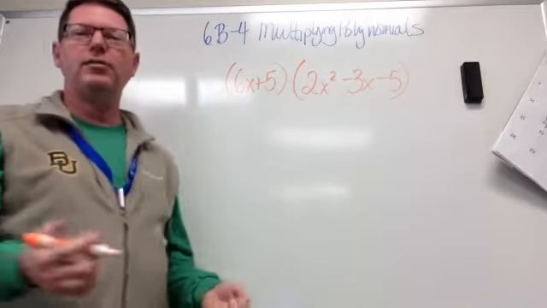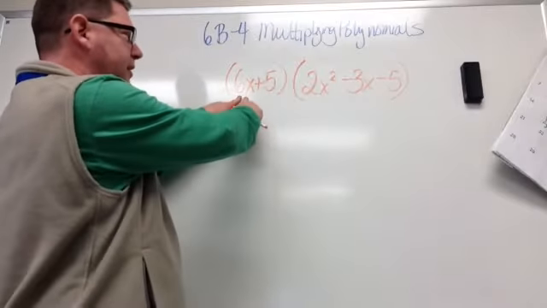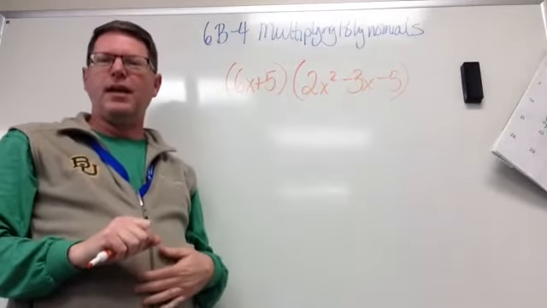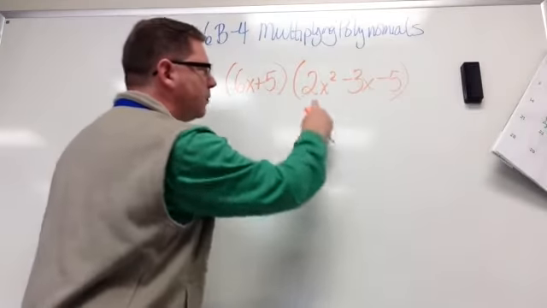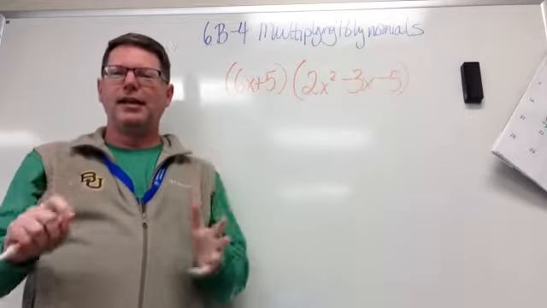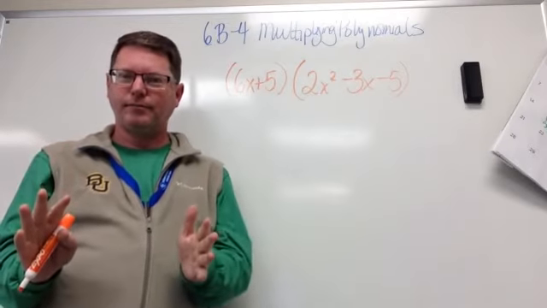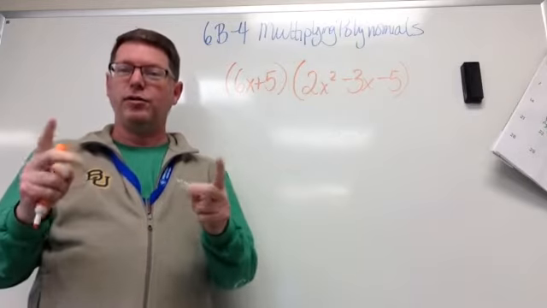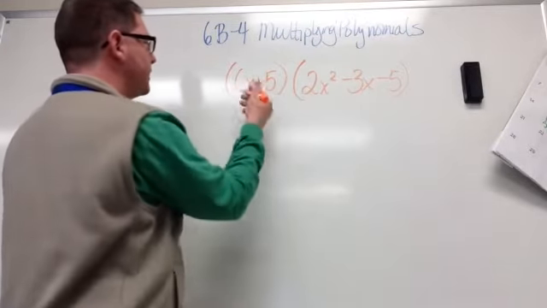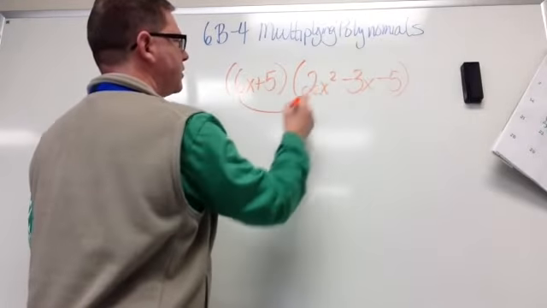The way I like to do it is I'm going to take the 6x and multiply 6x times everything in the trinomial. And then I'm going to come back and take the 5 and multiply the 5 by everything in the trinomial. It takes organization. Okay? I'm going to do it in 2 different colors, so that'll help you figure out the organization part. So I'm going to start with my 6x, and I'm going to multiply it by 2x squared.